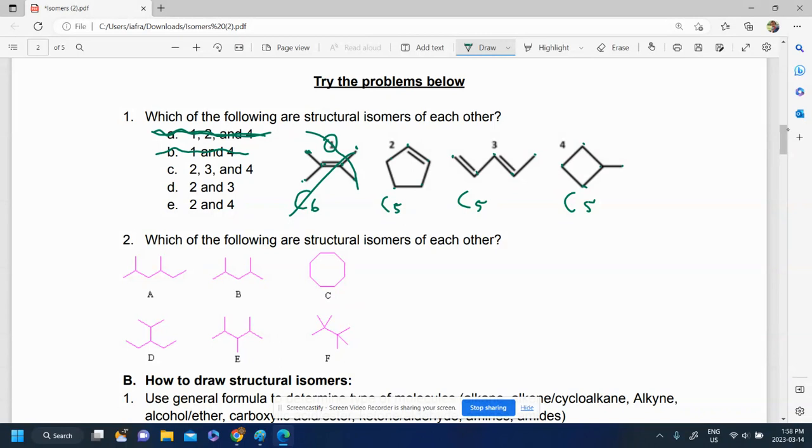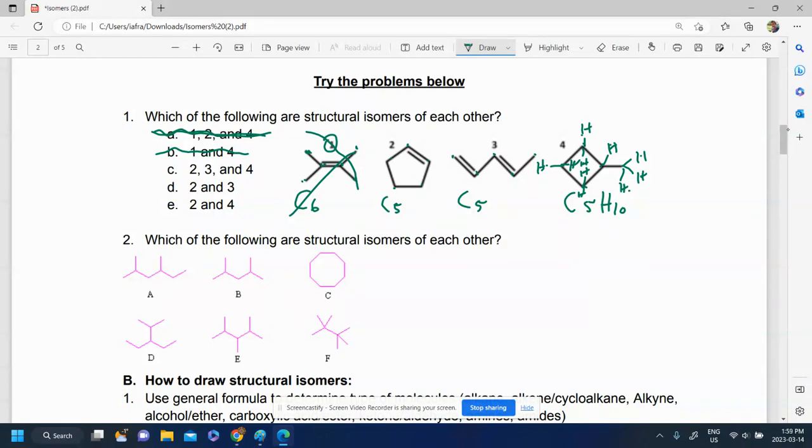So if you want to just draw in the H's, you know you need 2 H's here, 2 H's here, 2 H's here, 2 H's here. Here you just need 1 H, and on the end here you have 1, 2, 3 H's. And I believe that makes sense because it should be CnH2n. So 1, 2, 3, 4, 5, 6, 7, 8, 9, 10. So C5H10. Okay, so we have C5H10.